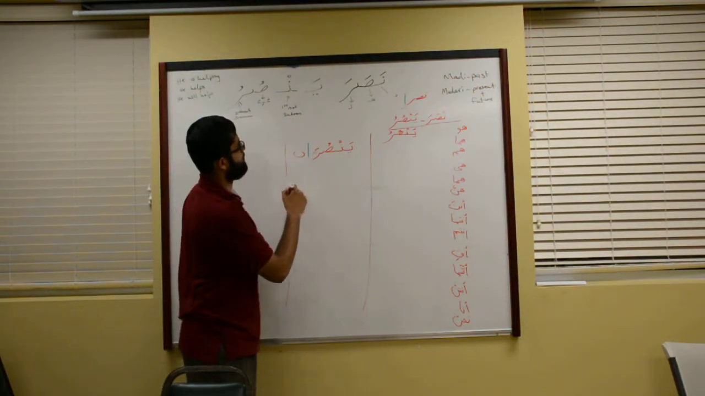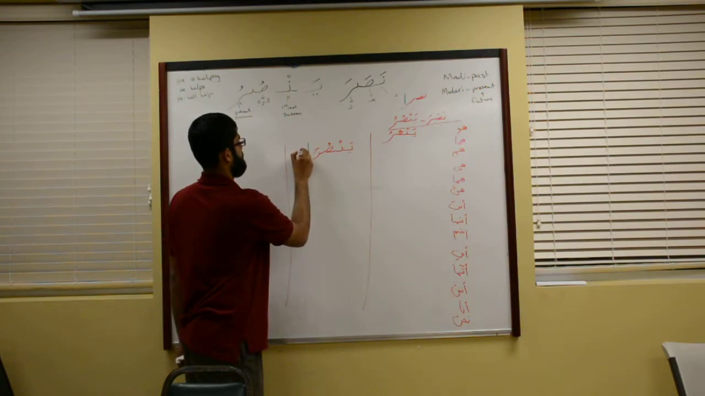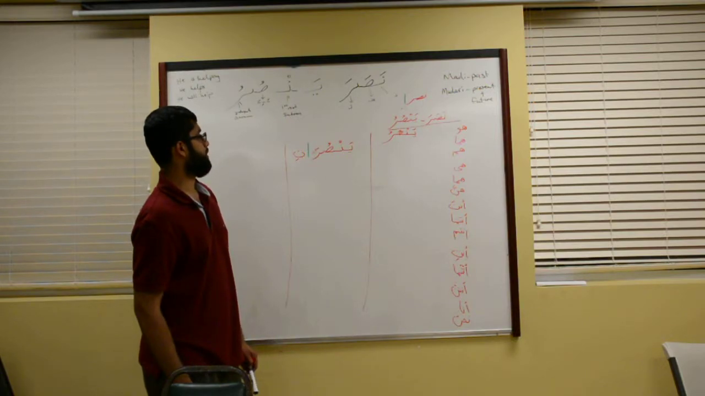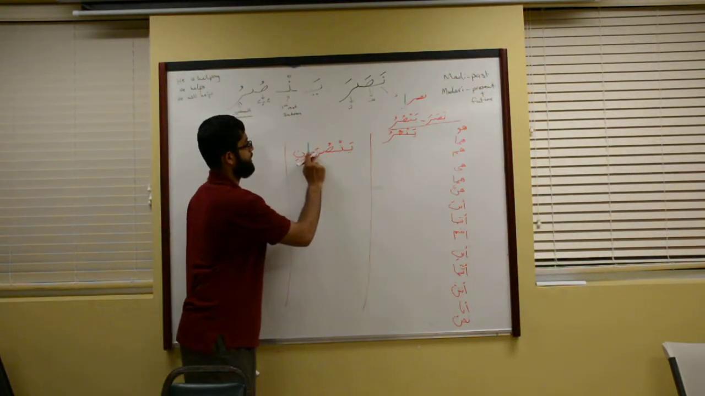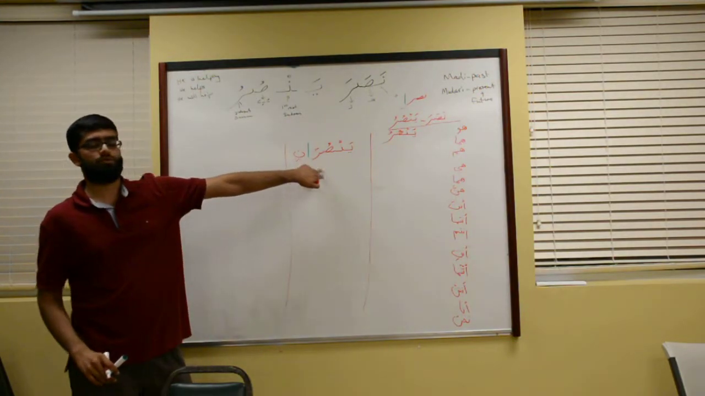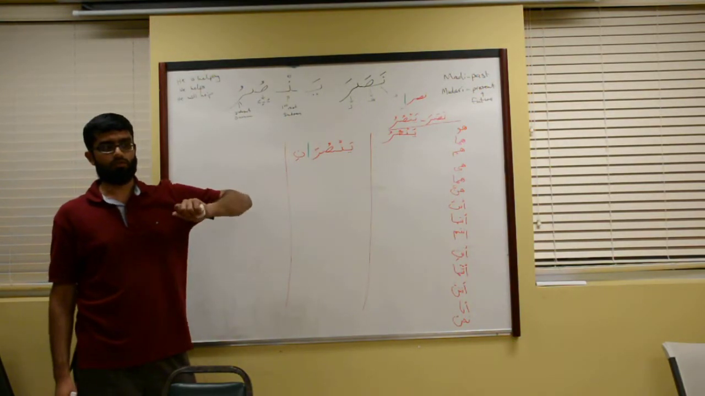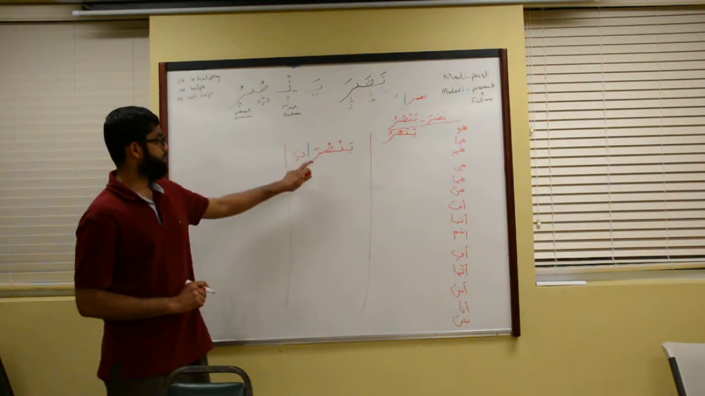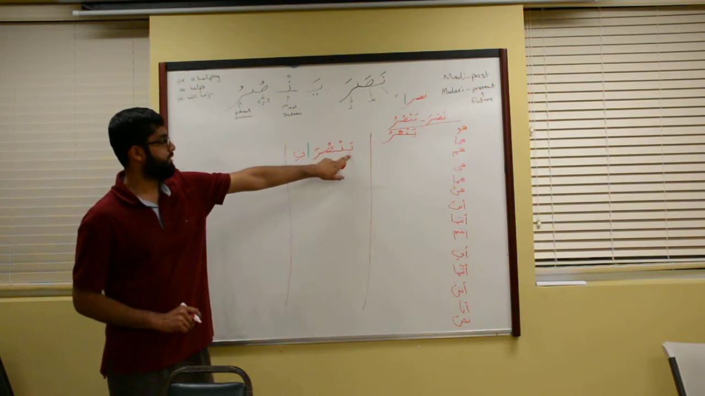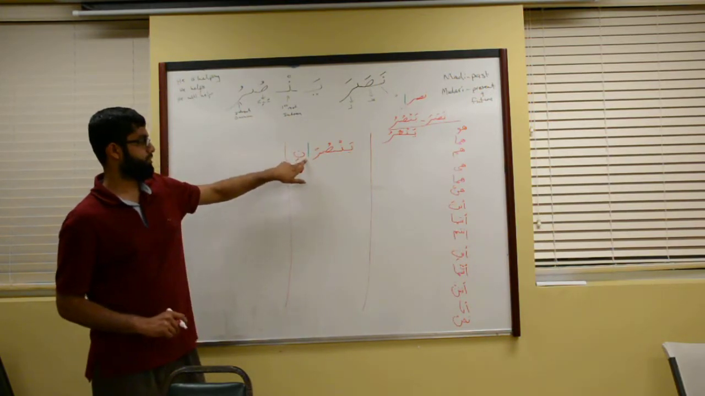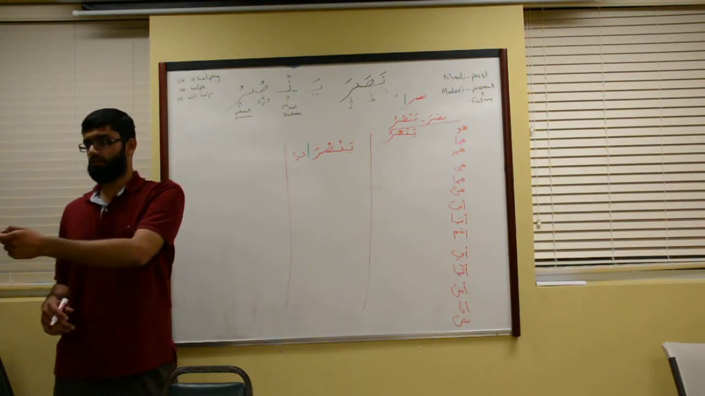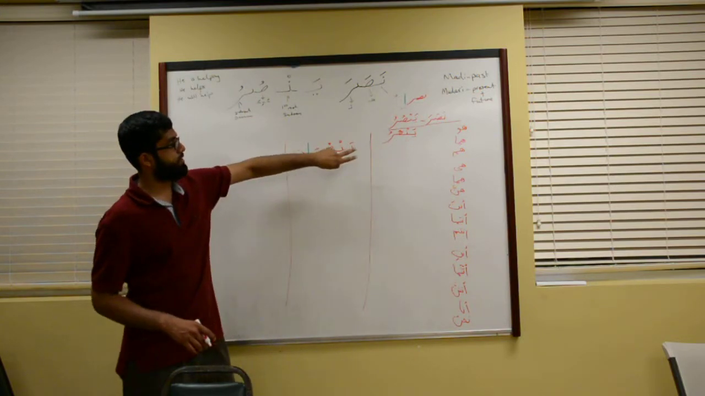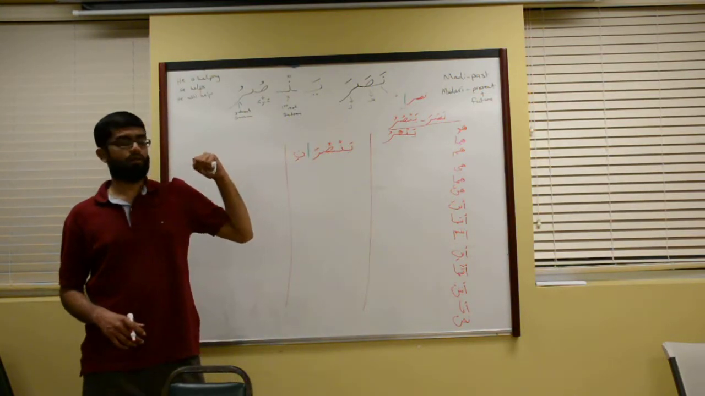Yansurani. What is the first column for? Yansuru, yansurani. So the whole word is yansurani. The only thing that we're adding here is the ya and then the ra and the alif. So the alif is the fa'il. What was the first column? Yansuru. This is all conjugations, but I'm just putting them in 3 different columns. I'll explain why.